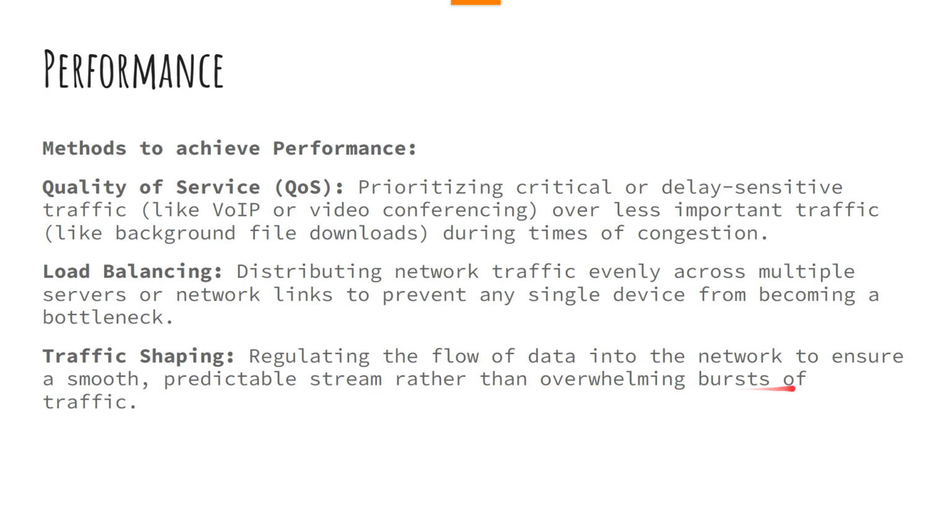The third is traffic shaping, regulating the flow of the data into the network to ensure a smooth, predictable stream rather than an overwhelming burst of traffic. We had already seen one example of a protocol which does traffic shaping, that is the leaky bucket algorithm. The whole idea is that you don't want a burst to enter into the network because that can cause congestion and therefore degrade the performance. So there are different algorithms and protocols which do traffic shaping and ensure there is a predictable stream entering into the network rather than a burst of data.